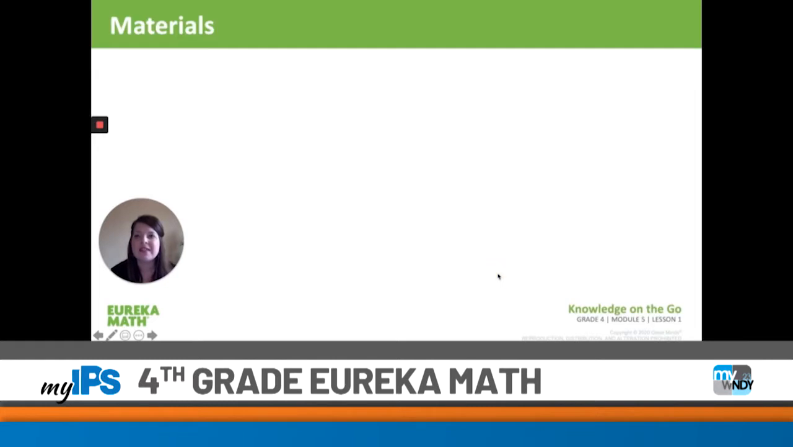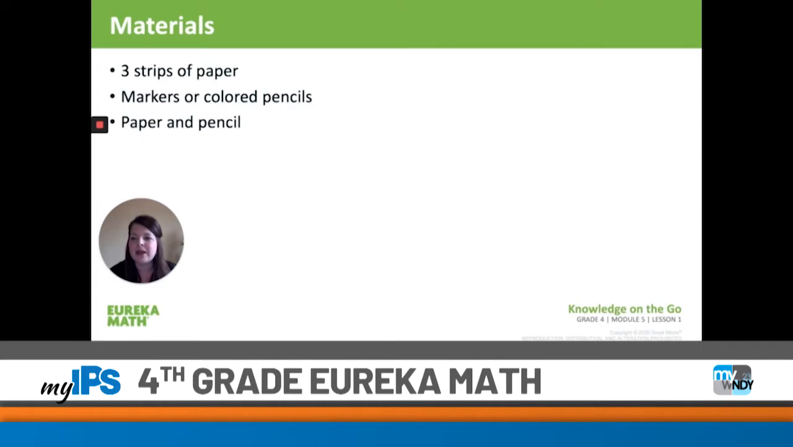Before we get started, let's gather your materials together. Here's what you'll need for this lesson. You'll need 3 strips of paper, and you can easily make that just by cutting some strips from any paper that you have. It can be construction paper or any kind of paper that you have. Just try to make the strips all the same size, but they don't have to be perfect. You'll also need markers or colored pencils or crayons or something like that. And then you'll need paper and pencil. Now, if you can't find all of these materials, that's okay. You can learn as you watch me.